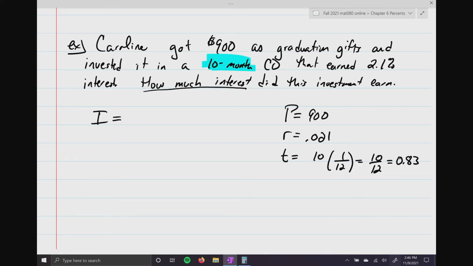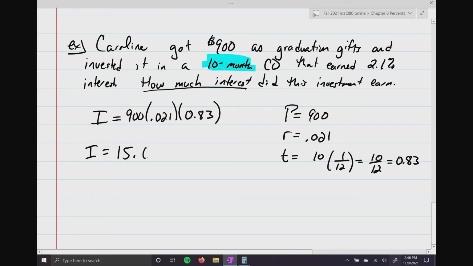So my problem turns out to be I equals 900 times 0.021 times 0.83. Getting out your little calculator, 900 times 0.021 times 0.83 is going to give $15, and rounding to 2 decimal places, 69 cents. So although it's not a lot of money, it's $15.69 that Caroline didn't have to begin with. So that's not bad if you ask me. All the other problems are just straightforward. Figure out how much interest you earned or how much the principal was or something like that. I'm going to do just one more problem, and then I'll call it a day from here.